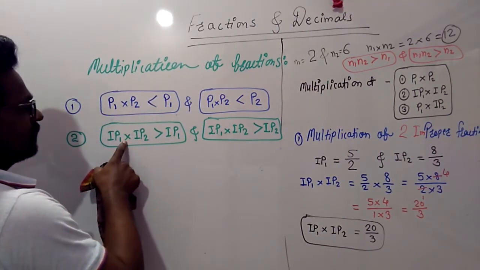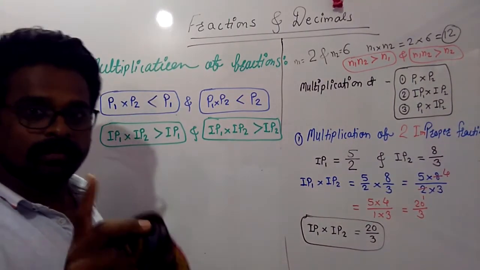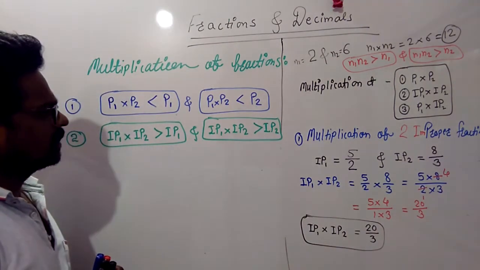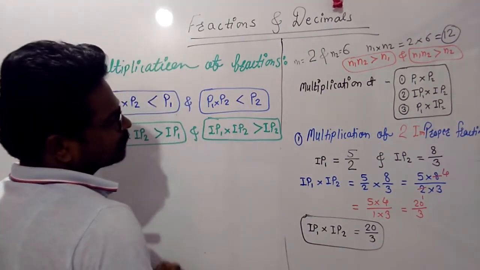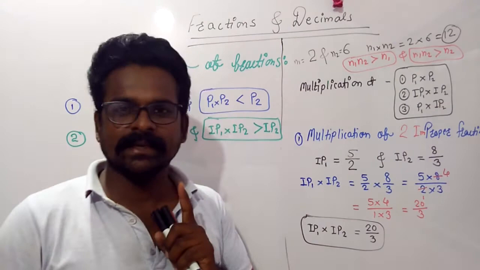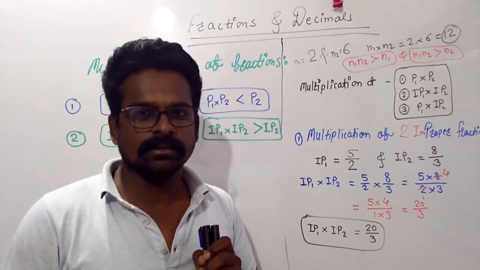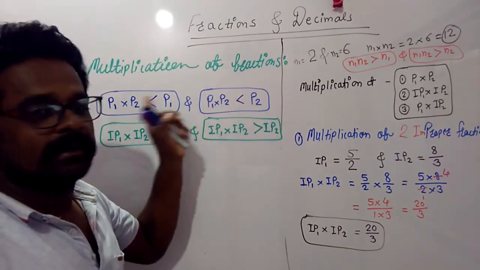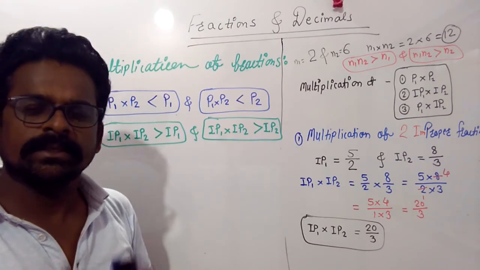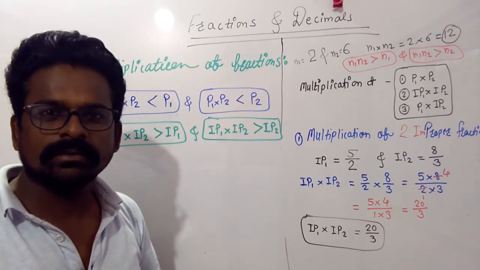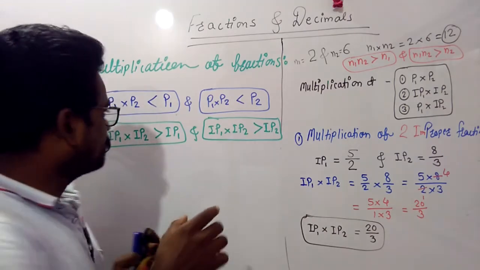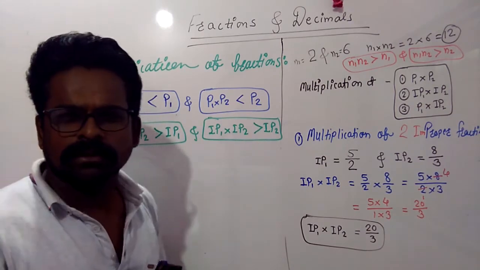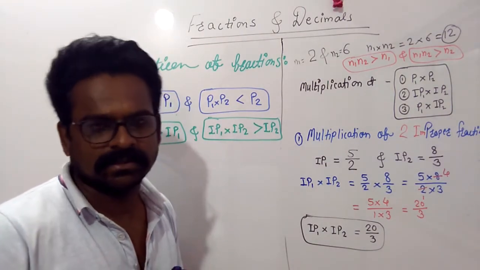The product of two improper fractions is always greater than the individual improper fractions. Now what will be the case? First case was like that, the product of two proper fractions is always less than the individual proper fractions. Second case was what? Product of two improper fractions is always greater than the individual improper fractions.